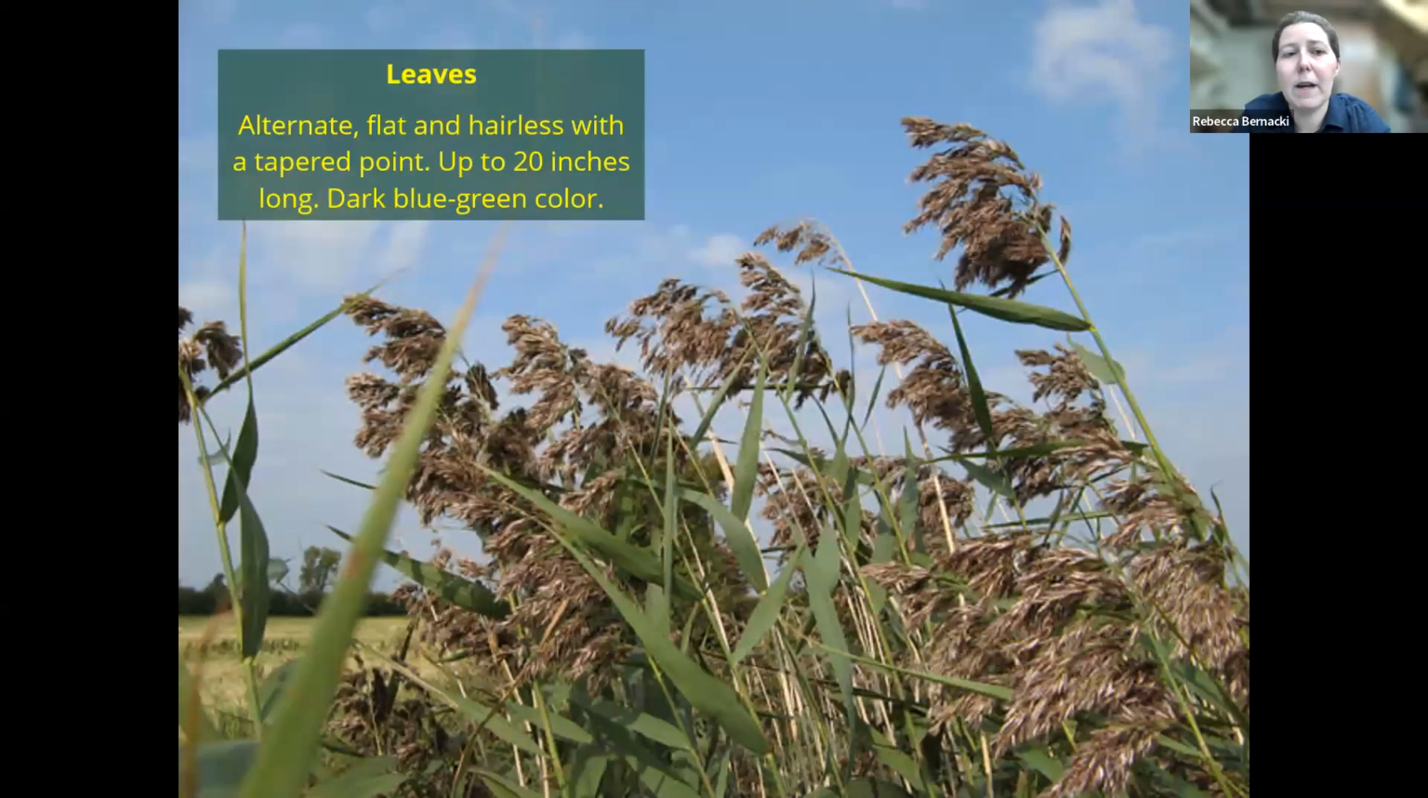The leaves of Phragmites are alternate, so the leaves are not directly across from each other. They're alternate on the stem. They're flat and hairless and come to a tapered point. They're about 20 inches long and have a pretty distinct blue-green color once your eye is keyed into it.